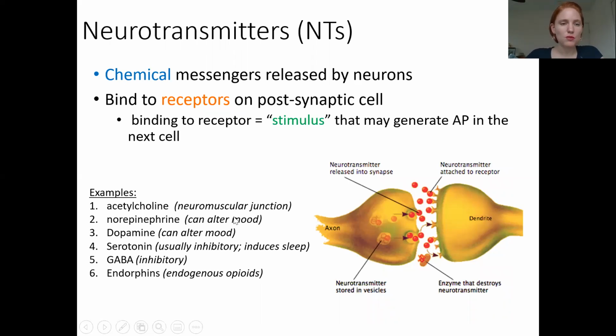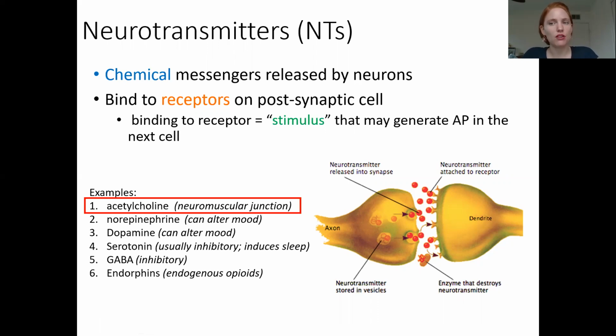Now, at this point, we've already seen one neurotransmitter, and the neurotransmitter that's released from somatic motor neurons is acetylcholine, so make sure you're very familiar with that. We're also going to talk about norepinephrine once we get to different divisions of the nervous system, so eventually you'll need to know norepinephrine as well. But at this point, you should definitely know acetylcholine.